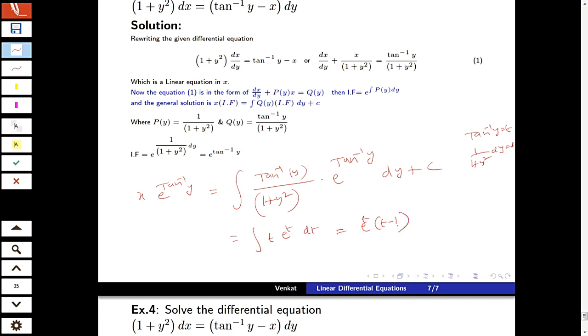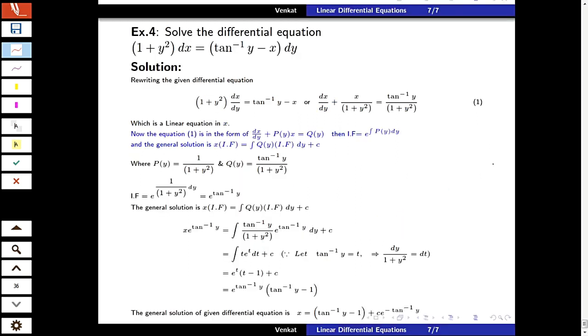Then replace what is t? tan inverse y. In place of t we write tan inverse y. That is the required solution. With x only on the left hand side, you can divide by e power tan inverse y.